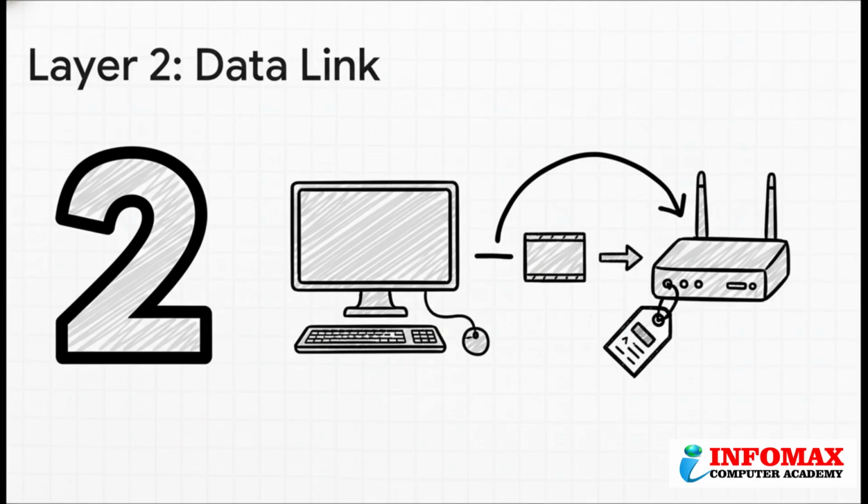So the journey is getting super local now. At Layer 2, the data link layer, we're no longer talking about crossing the globe. We're talking about getting from your computer to your Wi-Fi router. If the IP address is like the city and street address, the MAC address is like your specific apartment number. It's a unique hardware address that's burned right into your device. This layer manages that direct point-to-point connection and does one last error check before the data takes its final leap.